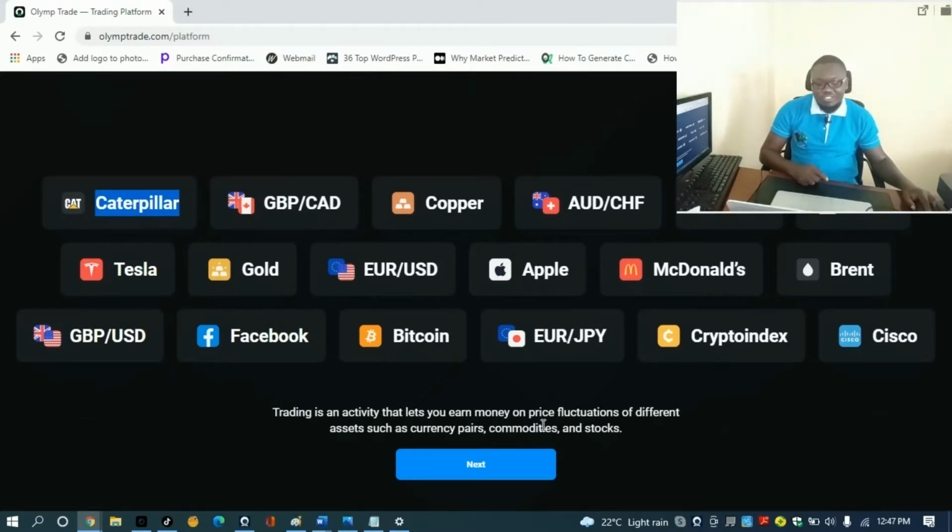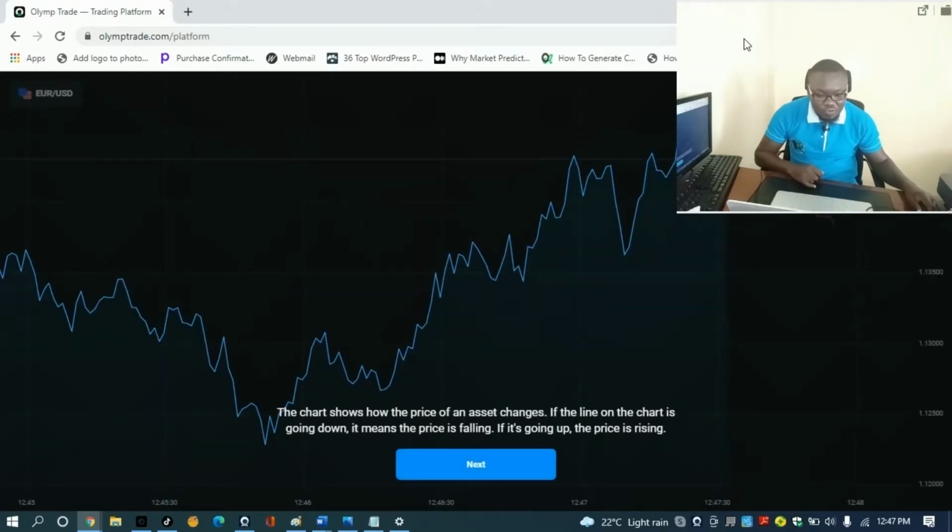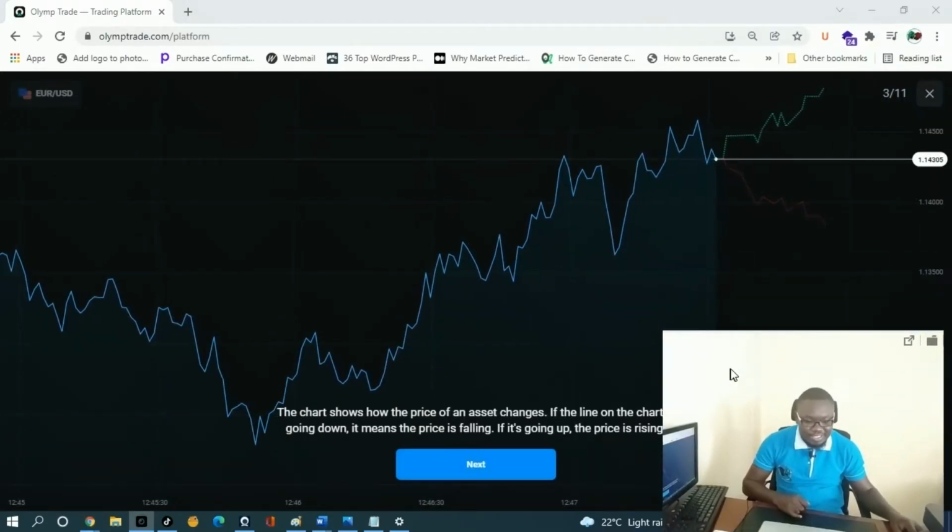Then there is commodities. On commodities, you can trade gold, you can trade Brent, among other things. Then on cryptocurrencies, of course, you can trade Bitcoin, Litecoin, you can trade the crypto index, among others. Let's click on next and continue learning how to start trading on Olymp Trade.